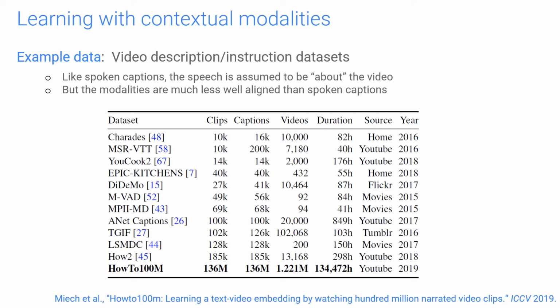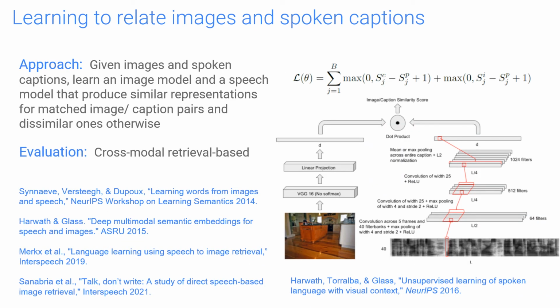And here again, just like with spoken captions, the speech is assumed to be describing the video in some sense. And in many ways, this is a richer data source because it includes dynamic scenes. But it also introduces new challenges because the spoken description of a scene isn't necessarily well aligned with the corresponding visual content. Okay, so these large data sets have been very important for advancing this research area of learning speech representation models from speech with contextual visual modalities.